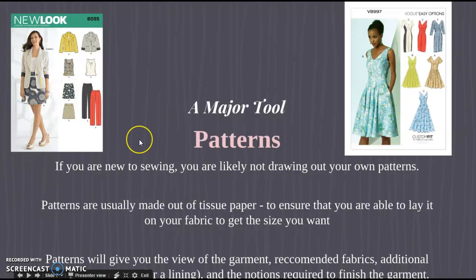Recommendations for what fabrics you should use are usually on the pattern envelope. So if you look at the back, you can see if it's meant for knits or if it's meant for woven fabrics. It will tell you if the garment should have plaids or stripes or not. So looking at the fabric recommendations is super important if you're working with a pattern. It will also tell you additional things that you might need, like interfacing or buttons, to finish your piece.